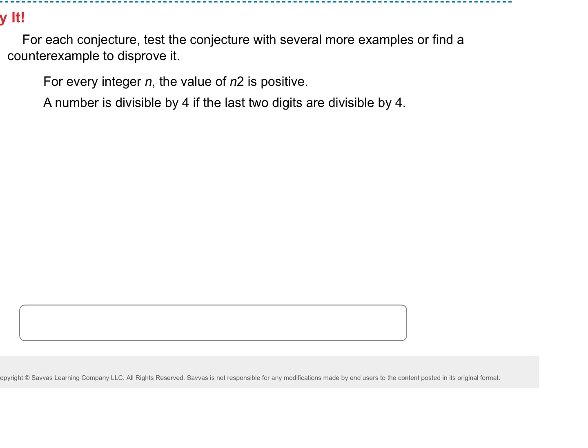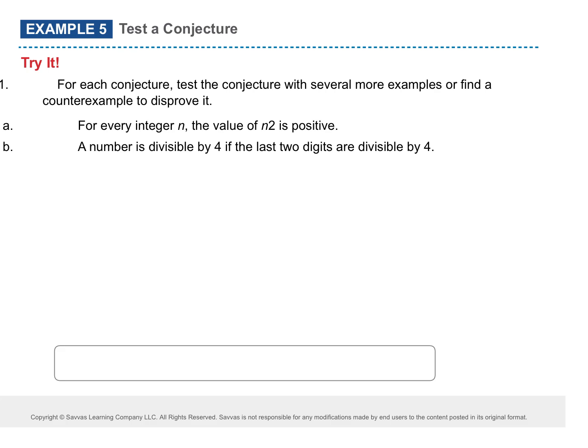Example 5 here on A, the directions say for each conjecture, you're trying to prove it to be true or to be false, using what we just talked about. So on part A, it says for every integer, what's an integer? It's a number that can go negative and positive. Yeah, an integer is a positive or negative whole number, no fractions. You're trying to say for every integer n, the value of n squared is positive. So you're either going to try to prove that to be true or false.